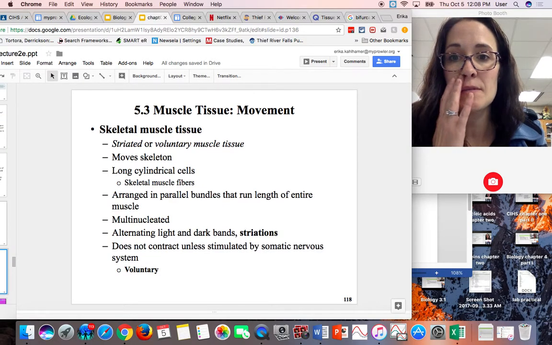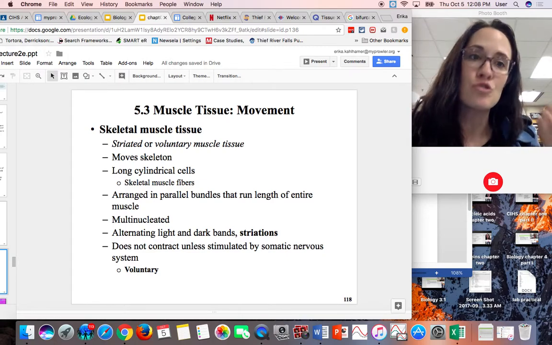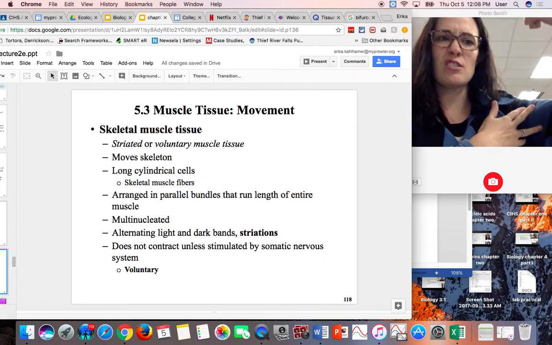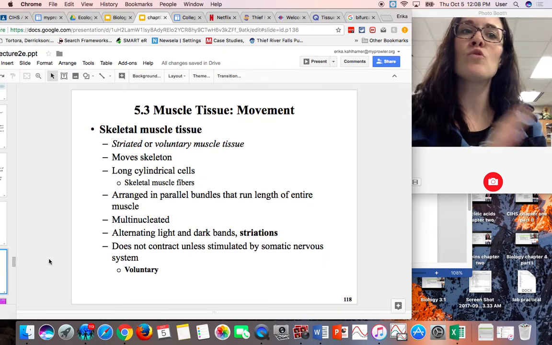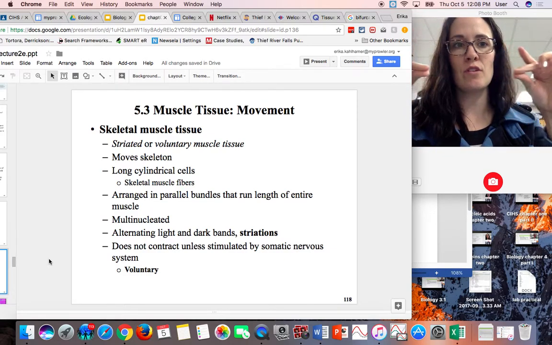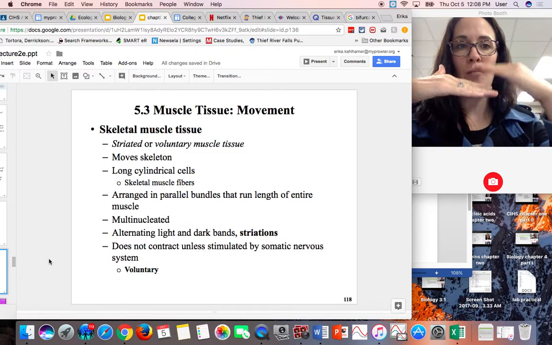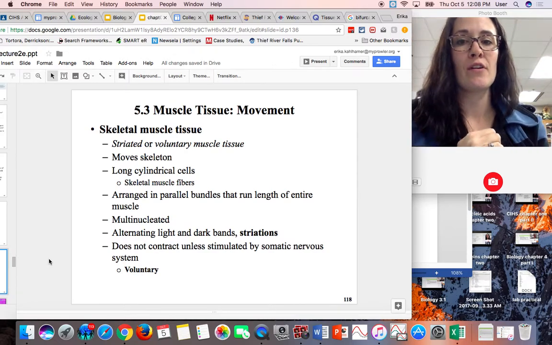There's three types. Skeletal is striated, meaning it has a stripe-like appearance, and it's voluntary, meaning you can choose to flex your muscles, okay? The skeletal muscle moves your skeleton, so it's responsible for movement. The cells themselves are long, cylindrical, and they're arranged in parallel bundles. So these muscle cells are arranged parallel to one another.